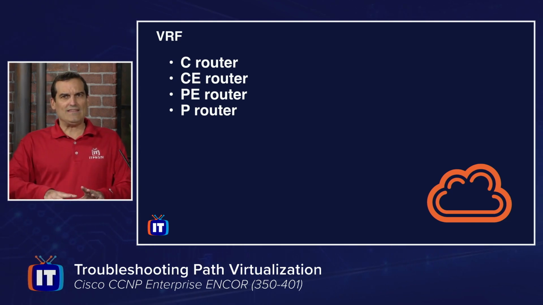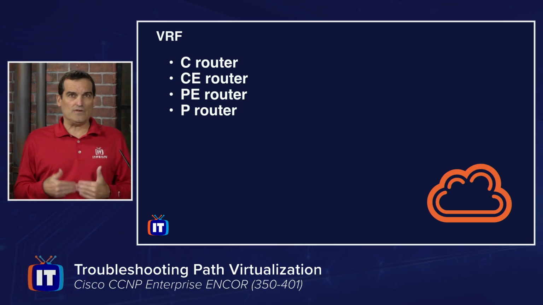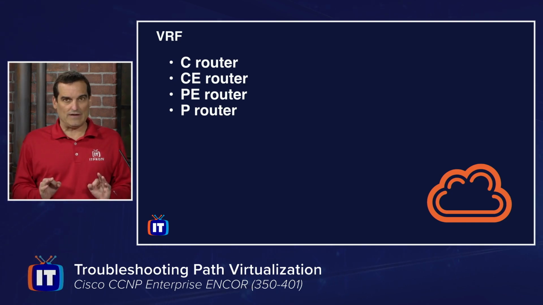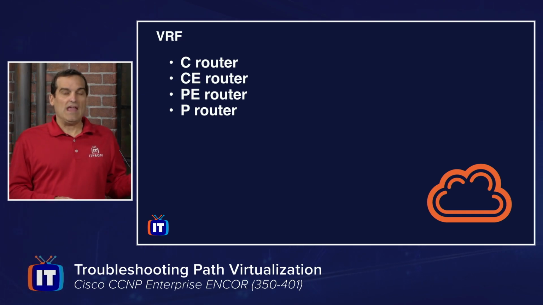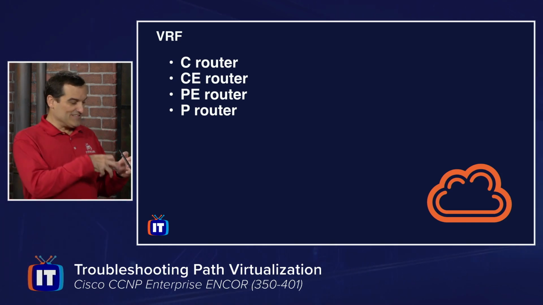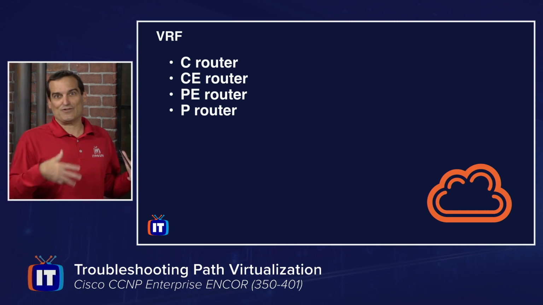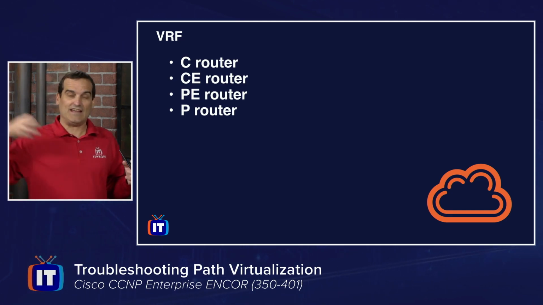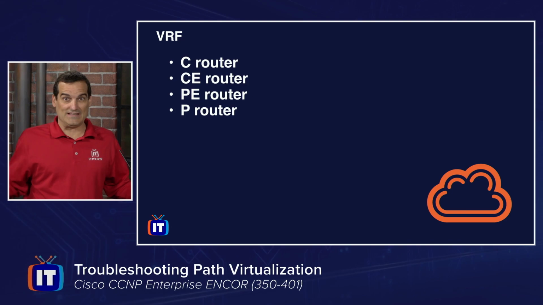I wanted to, in this episode on this topic, go to a higher level and think about the C, the CE, the PE, and the P routers. What are we talking about here? Well, there's a customer router, a C router. And is that going to have any knowledge or awareness of this fancy VRFs? No. Nope. There's a customer edge router at the edge of their business or network, right? And it's going to make a connection up to the provider. Does it have any VRFs or anything fancy?